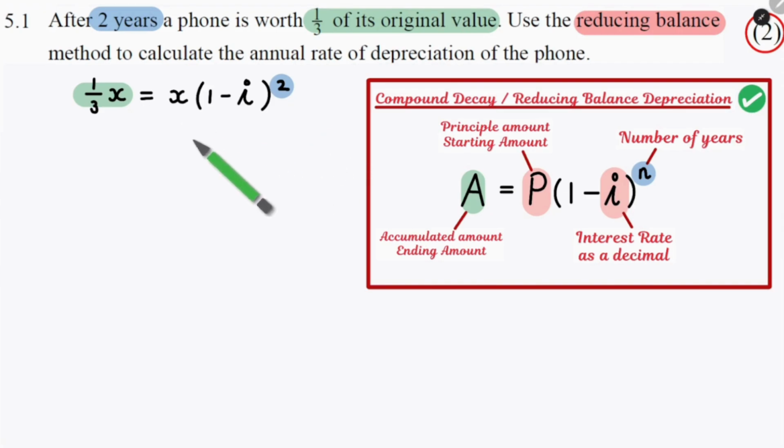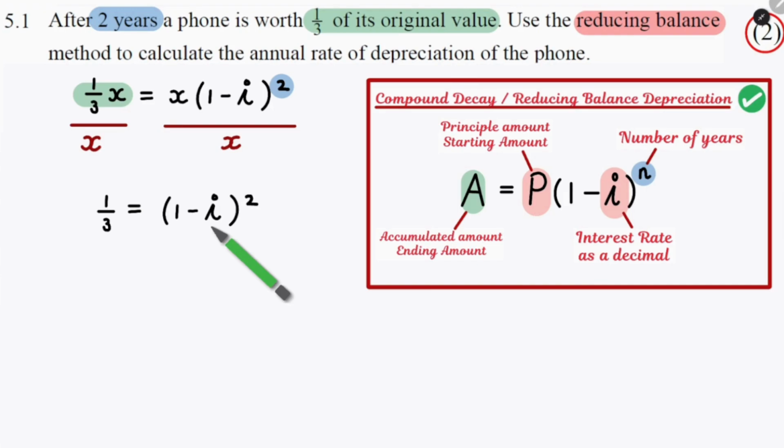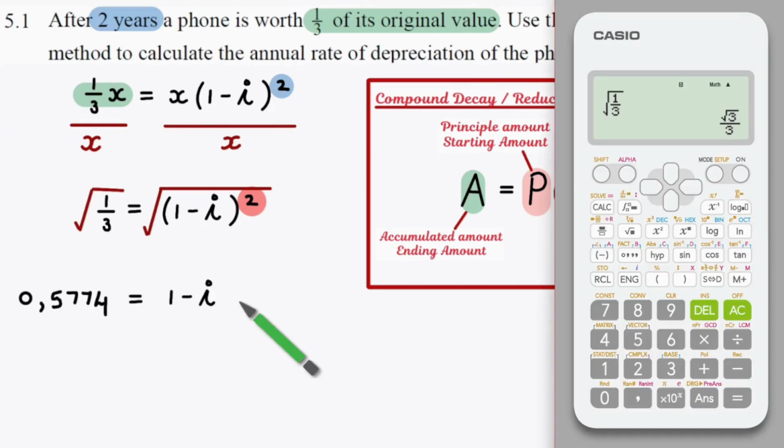Now to get rid of these X's, we simply divide both sides of the equation by X, all the x's cancel out, and we are left with a third equals (1 minus r) squared. Now that square is a bit of a problem, so to get rid of it, we square root both sides of the equation, and then on the right hand side, this square and square root cancel out, and we are just left with 1 minus r.